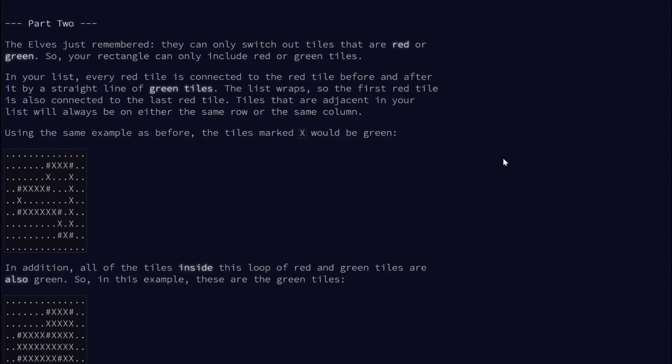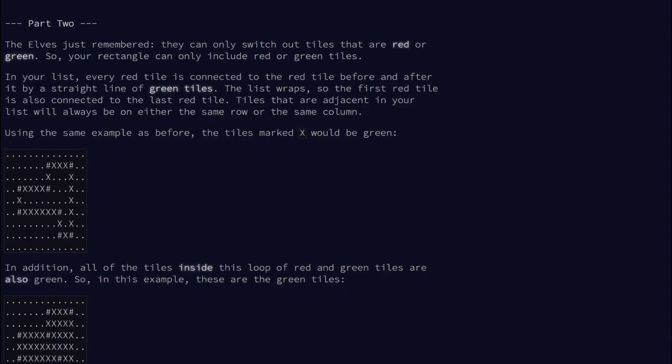Part 2. The elves just remembered they can only switch out tiles that are red or green. So your rect tile can only include red or green tiles. In your list, every red tile is connected to the red tile before and after it by a straight line of green tiles. The list wraps, so the first red tile is also connected to the last red tile. Tiles that are adjacent in your list will always be on either the same row or the same column, so it's always vertical and horizontal lines only.